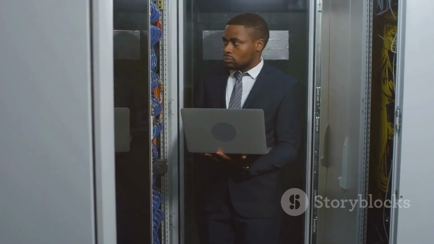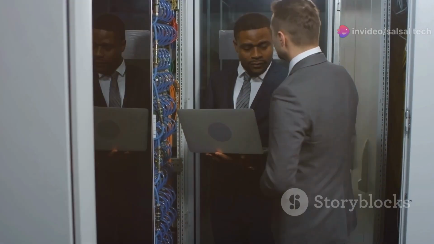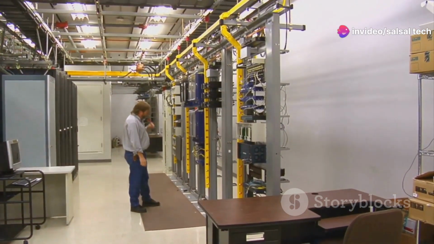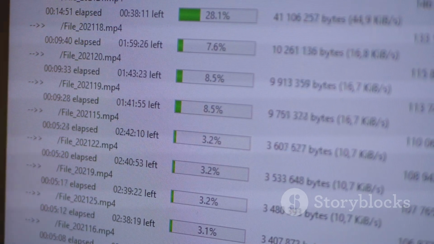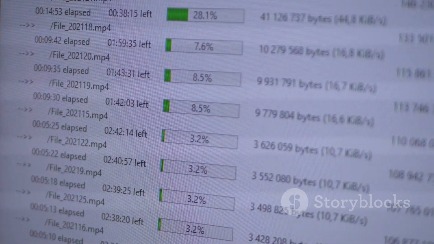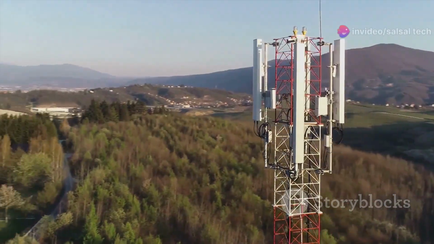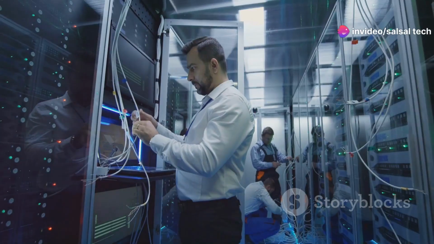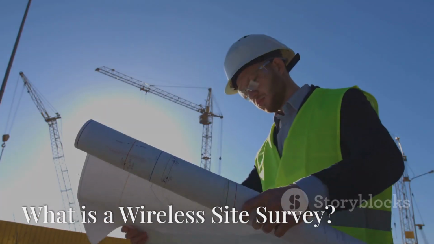How do we ensure seamless connectivity in our homes, offices, and public spaces? The answer lies in the often overlooked process of wireless site surveys. These surveys are crucial for understanding, analyzing, and ultimately enhancing the performance of our wireless networks. They provide a window into the invisible world of wireless signals, allowing us to optimize their reach, strength, and reliability.